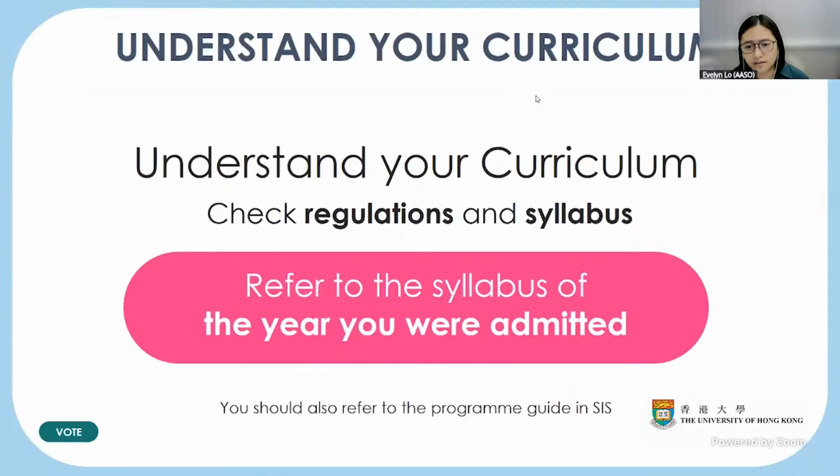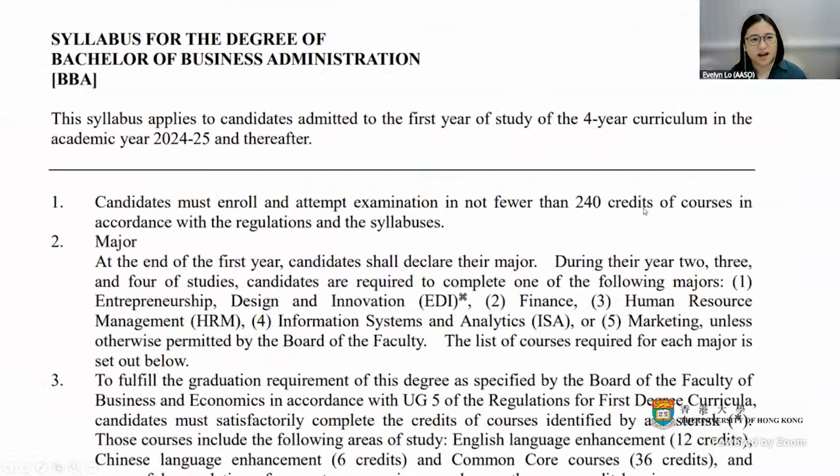Okay, so let's see. I think most of you are from engineering and business. So let's take a look at the business syllabus. This is the syllabus for the BBA. It's for 2024 and 2025. That means it's not for you. It's last year's syllabus. You'll be looking at 2025 and 2026, okay?